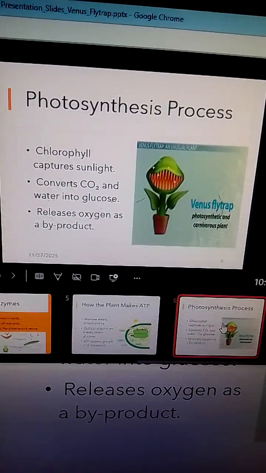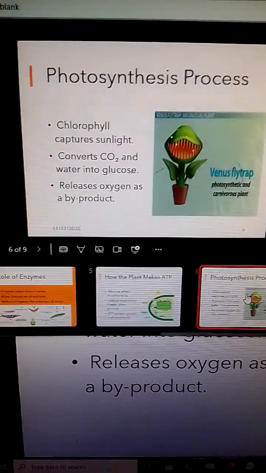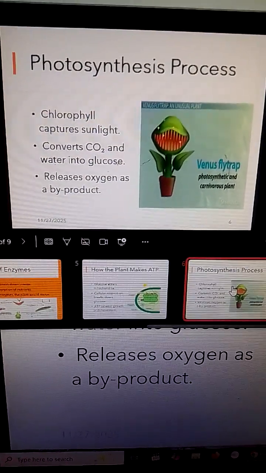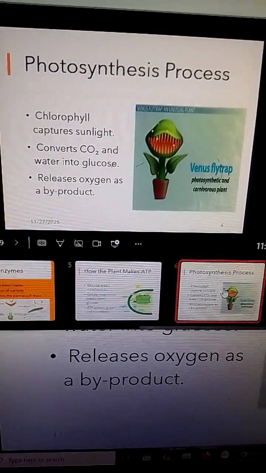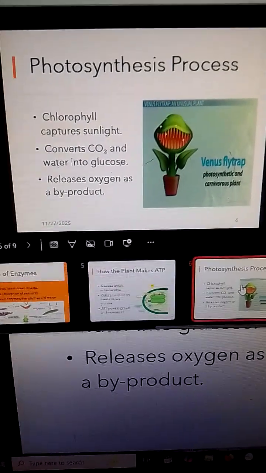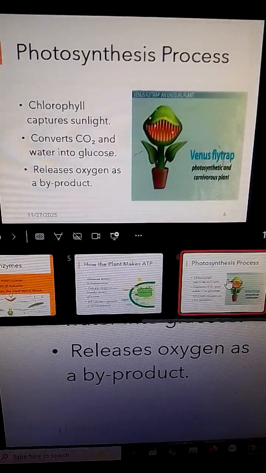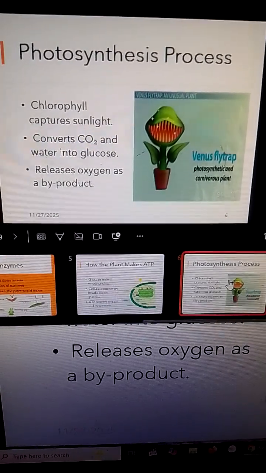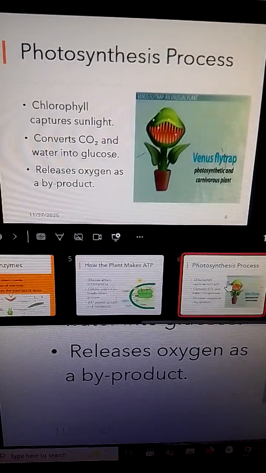Photosynthesis process. Photosynthesis begins when the plant absorbs sunlight using a pigment called chlorophyll, which gives the plant its green color. The Venus flytrap also uses this green matter. Using energy from sunlight, the plant combines carbon dioxide from the air and water from the soil to make glucose.